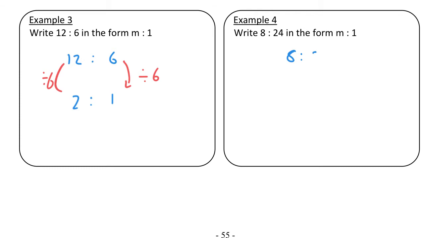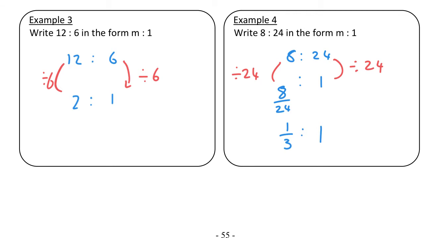8 to 24 in the form m to 1. So what we need to do to get from 24 to 1 is divide by 24. So 24 divided by 24 is 1. So we need to divide 8 by 24. And the nicest way to do that is to write it as 8 over 24. Now 8 over 24 is a fraction, and it can be simplified by dividing top and bottom by 8 to leave a third. So what we get is a third to 1. And it's not as a whole number to a whole number, but that's fine.